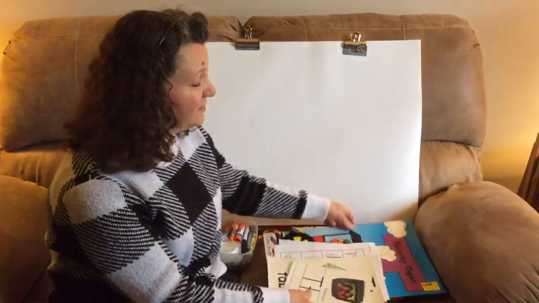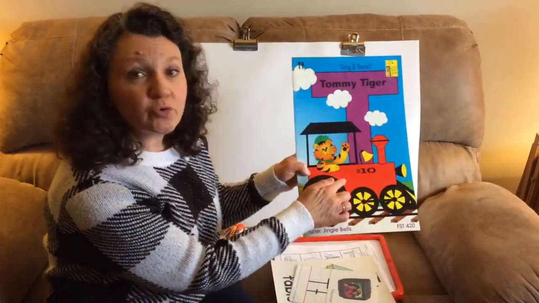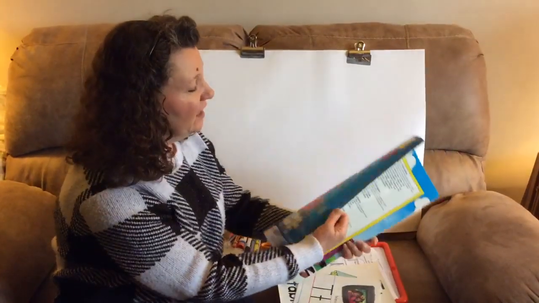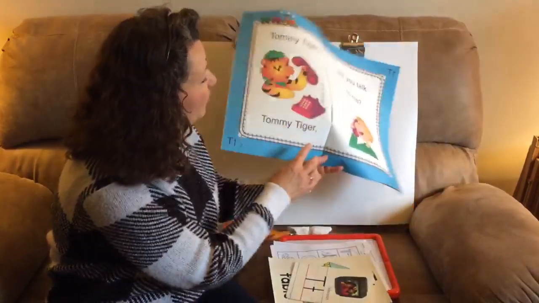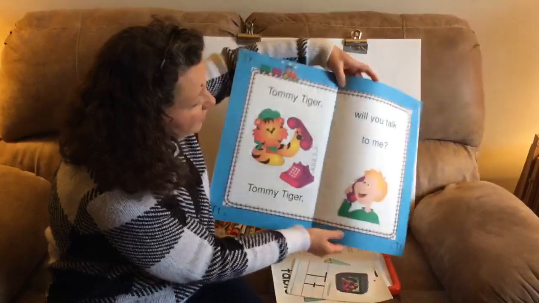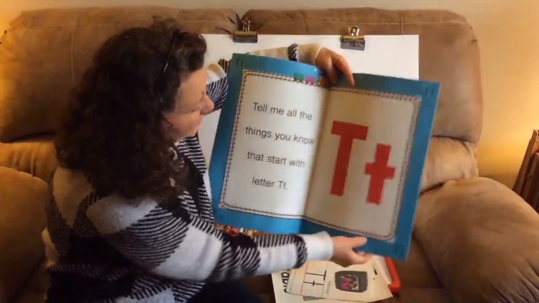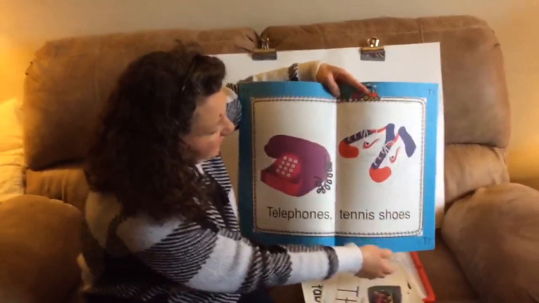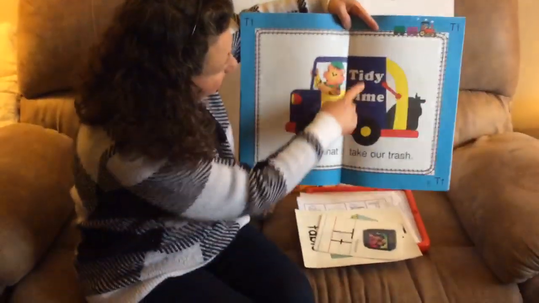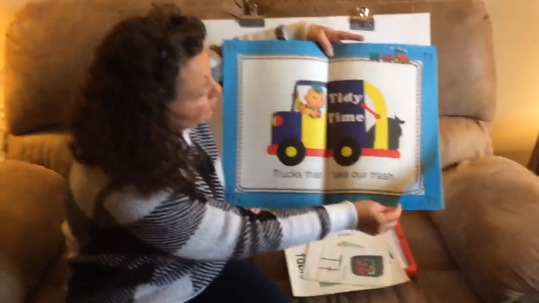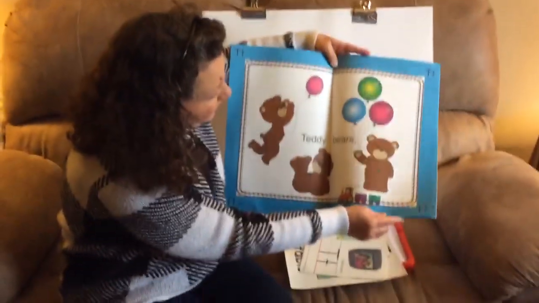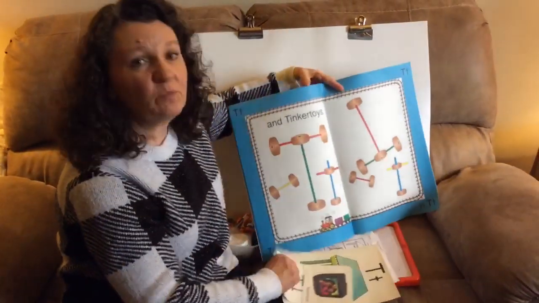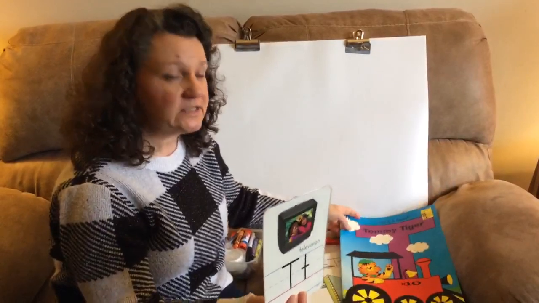Yesterday we read the story about Tommy Tiger, and we know that train and ten and tiger all begin with the letter T. And here are some other pictures that we saw. We had telephone and talk. Track begins with the letter T. Telephone, tennis shoes. Tidy time, trucks, trash, teddy bears, Tinker toys. All those things begin with the letter T and a t, t, t sound.